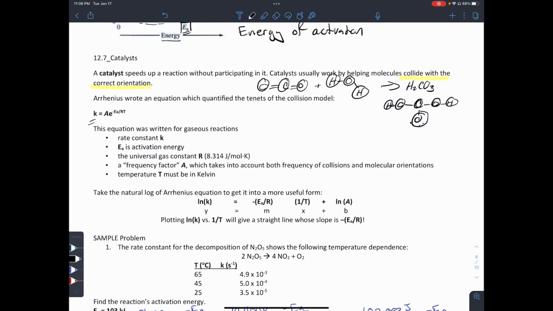K represents the following. A, something called the frequency factor, which takes into account collisions and orientations. That doesn't come up very often, but then check this out. K also represents the inverse natural log, right? The opposite of the natural log, raised to the activation energy over the universal gas constant. Yeah, this research was done for gases, right? The universal gas constant and temperature.